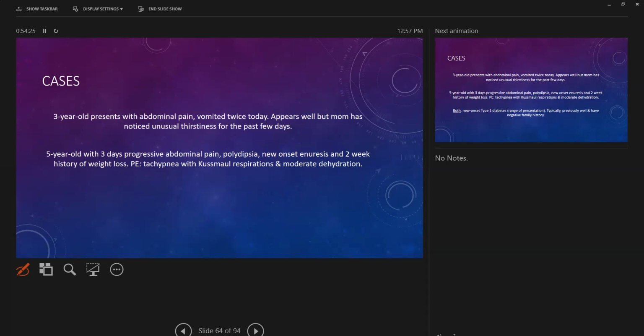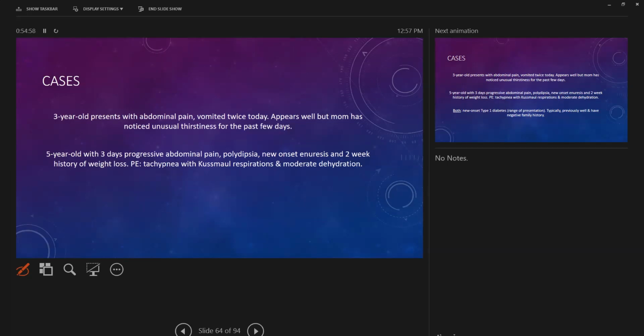The second case is a 5-year-old with 3-day progressive abdominal pain, drinking a lot of fluid, polydipsia, new onset enuresis, wetting the bed, and a 2-week history of weight loss. That is diabetes until proven otherwise. But in reality, there's more to the story. There's tachypnea with Kussmaul breathing and moderate dehydration. So what's going on there?